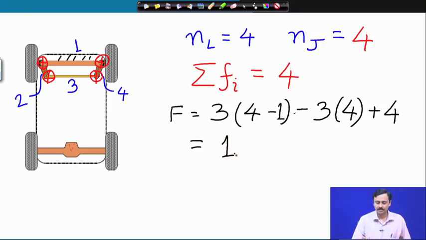So, this is 1. So, degree of freedom of this mechanism is 1, which is the steering wheel mechanism, and as we expect it to be, we operate the steering wheel just by rotating it, and it has got only one rotational degree of freedom. So, just by 1 degree of freedom we are able to steer the car.